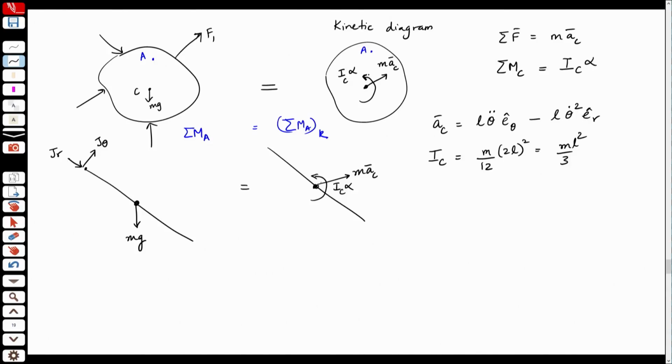diagram. So, this diagram essentially, if you look at a rigid body that is subject to its weight and a bunch of other forces acting on it, the kinetic diagram is essentially the resultant, it expresses the resultant of these forces and moments.